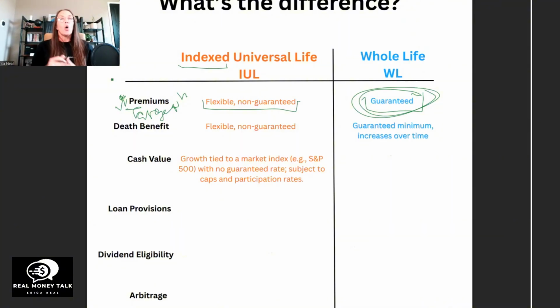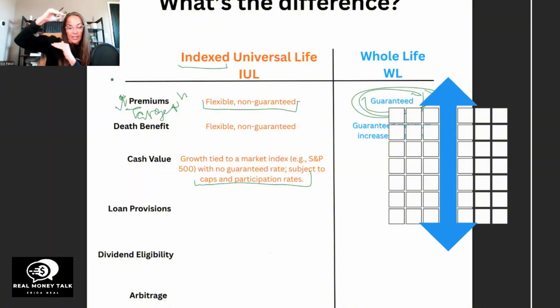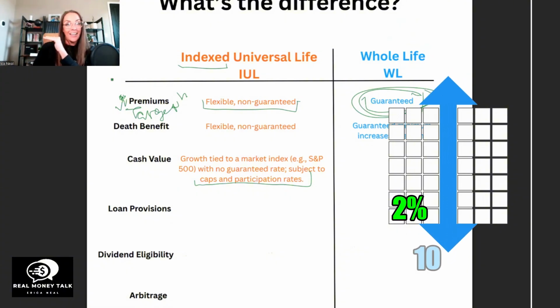Now, with that being said, there are caps and participation rates, meaning there's a floor and a ceiling with which your cash value will fluctuate. So let's say that your floor is, I don't know, let's say 2%. So if the market drops by 10, you are not going to earn any less than 2. So that minimum that you're going to earn is 2, for example. If it drops by 10, the company's going to eat that loss.